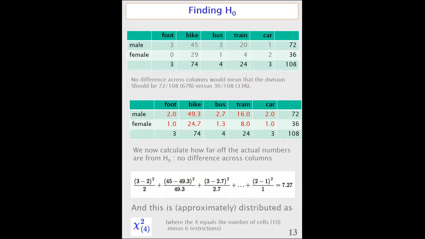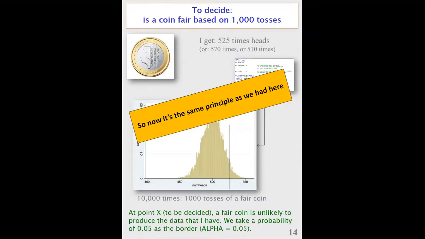Just to remind you of that coin flip example, this is exactly the same thing. With coin flips, we have a distribution that we know, and we're trying to find the edge. Where does it start to be weird? Same thing here for the crosstabs.